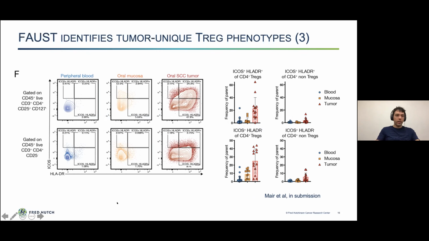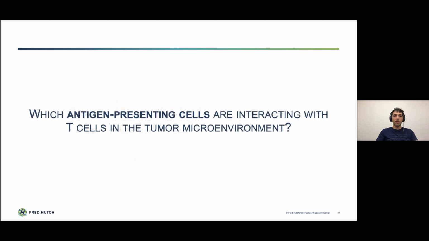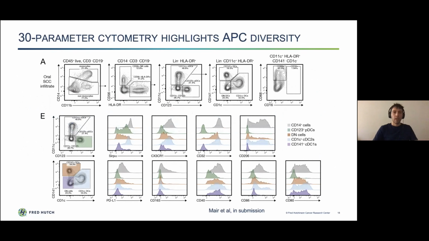So at this point, we have used our cytometry data and the computational analysis approach FAUST to identify a unique subset of regulatory T cells that seems to be enriched in the human tumor microenvironment. The next question that we asked is which antigen-presenting cells could potentially be interacting with those TREGs, or in general with T cells in the tumor microenvironment, and are there any unique phenotypes of antigen-presenting cells? For this, we had a second 30-parameter panel, of which I'm just showing you here.